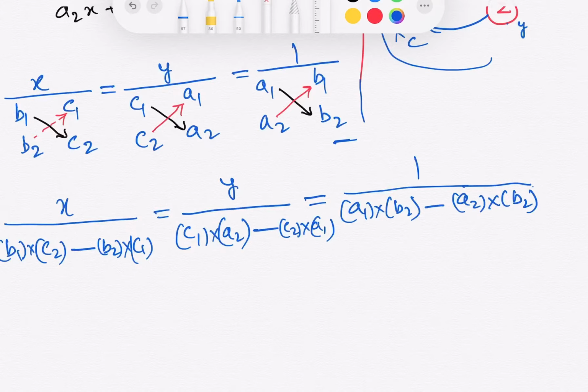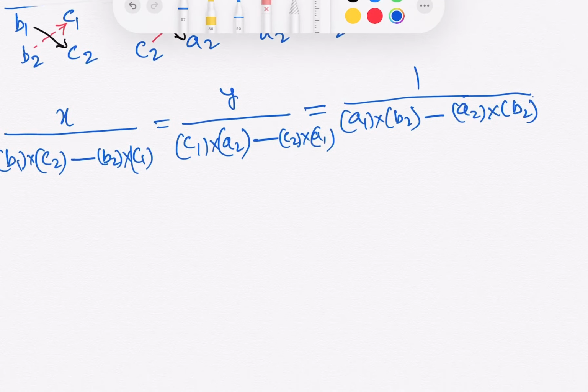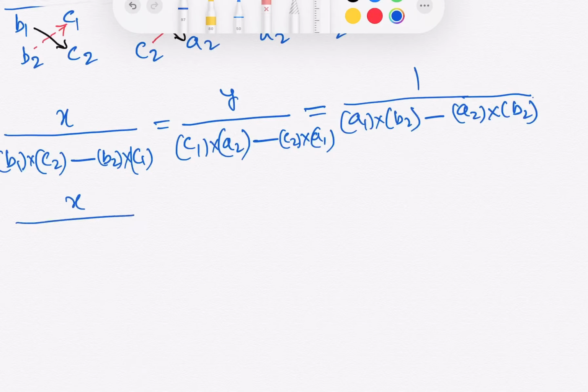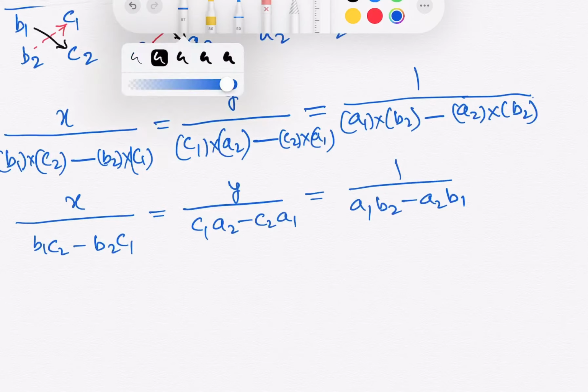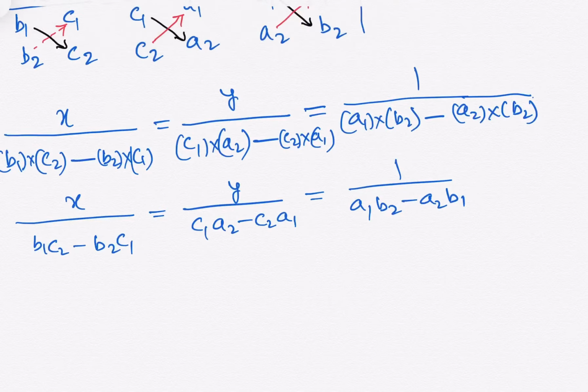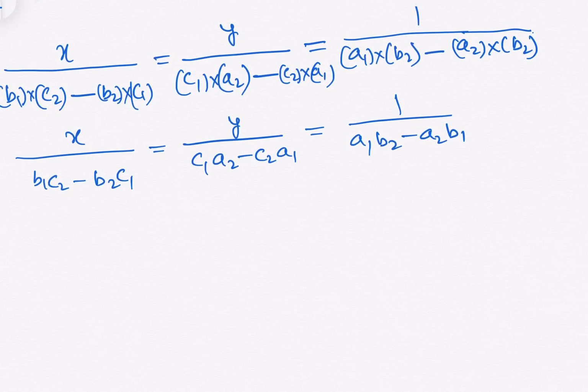Then you simplify in the next step. Next, x divided by b1 c2 minus b2 c1, and the y portion is c1 a2 minus c2 a1, and the constant portion is a1 b2 minus a2 b1. So now that's clear. After that you calculate the x variable and y variable separately. How to calculate this? Now I am showing you here.